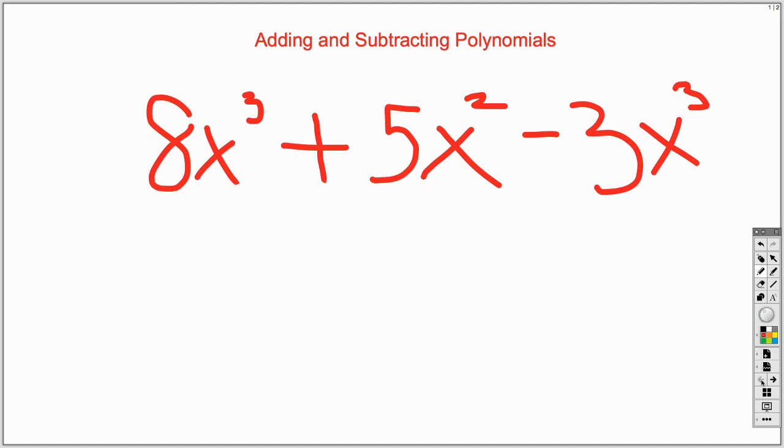Whenever we add polynomials, or rather even when we subtract, we always combine like terms. So we always combine the coefficients and the variables which are the same. This would be a polynomial, right? They're just a bunch of terms all going on. But let's do an example of adding polynomials.